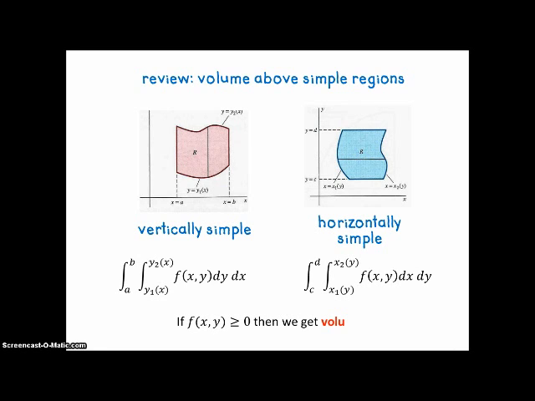Now, if the function value, the z value, is always greater than or equal to 0, then we're going to get volume. If it varies, then anything below the xy plane will be returned by the integral as a negative value.